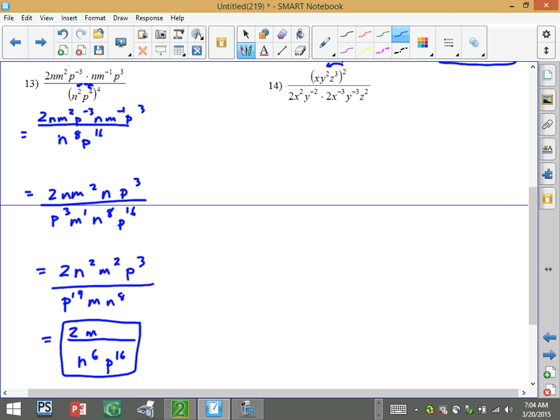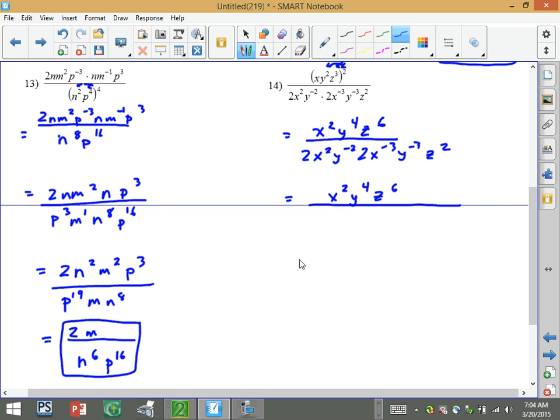Here, take care of this, distributing that first. So we end up with x squared y to the 4th z to the 6th over 2x squared y to the negative 2 times x to the negative 3 y to the negative 3 z squared. Now let's take care of those negative exponents. So x squared y to the 4th z to the 6th, everything staying put.